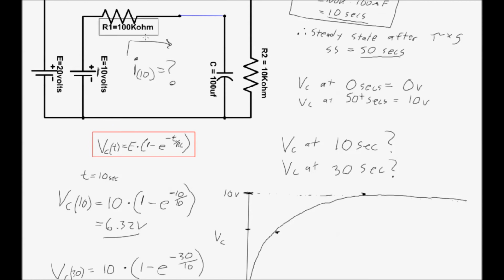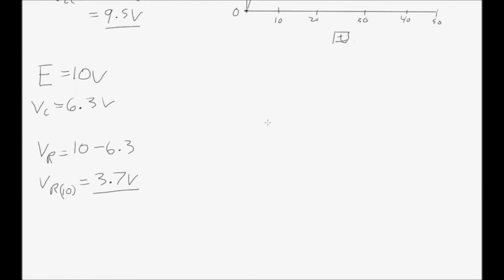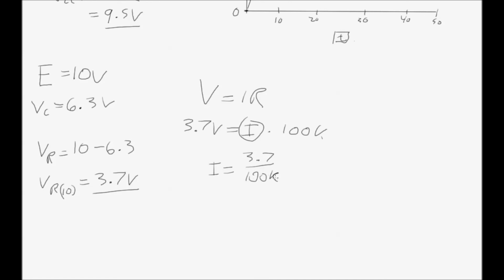And with that voltage drop, you know a resistance of 100 kiloohms. You have 2 out of the 3 variables needed in Ohm's law to solve for current. So V equals IR. The voltage across the resistor after 10 seconds is going to be 3.7 volts. We're looking for current, and the resistor is 100 kiloohms. So plugging that in, 3.7 over 100k, it's going to be 0.037 milliamps.